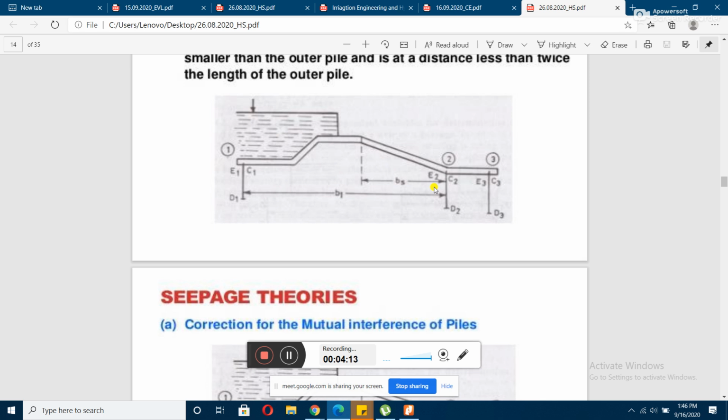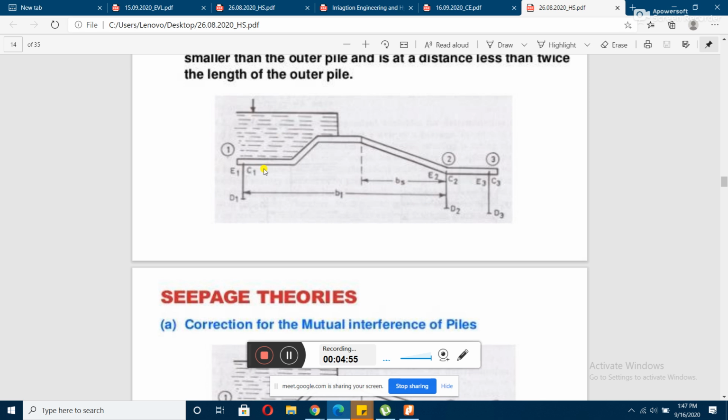So when the influential pile is located on the downstream side of your reference pile, this is your reference pile, okay, and this one is your influential pile. Considering we are finding out the values of E1, C1 and D1, for those particular values the influential pile is this pile number 2. So the influential pile is situated on the downstream side. So there will be an addition to this C1 value that we have calculated. So here it is known as a positive correction.